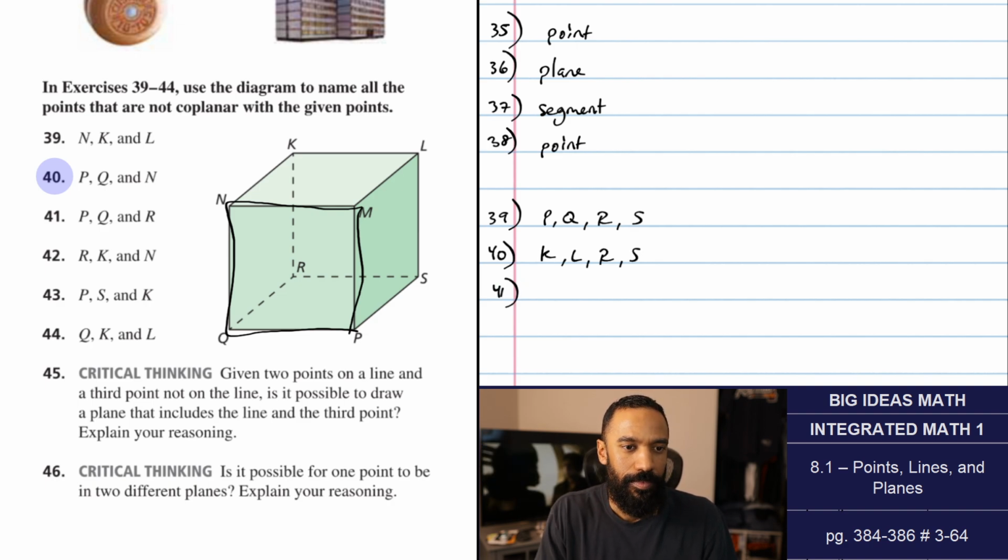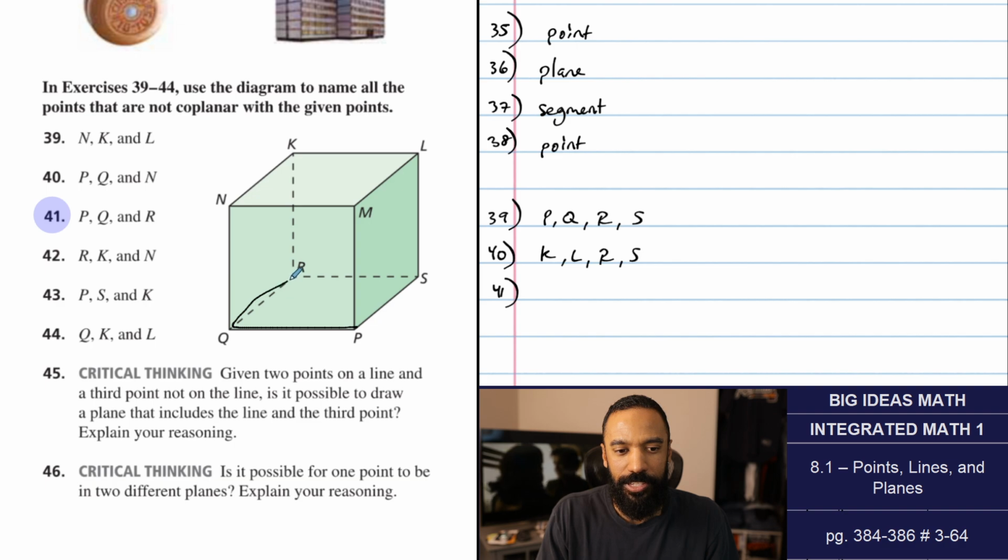Number 41, P, Q, and R. I might not draw them each time here. I might. PQR is the bottom facing plane. S is coplanar with it, but these 4 are not: K, L, M, N.